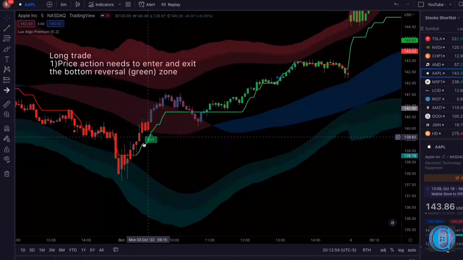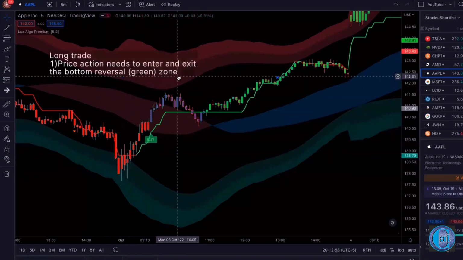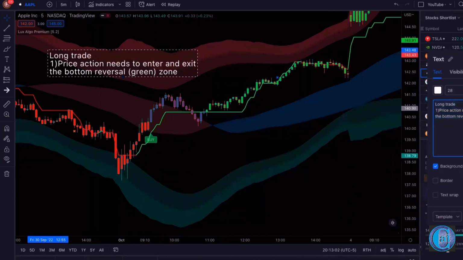So you want the trend catcher to be green. You want the price action to hit and come back out. So you got that one. Trend catcher needs to be green.